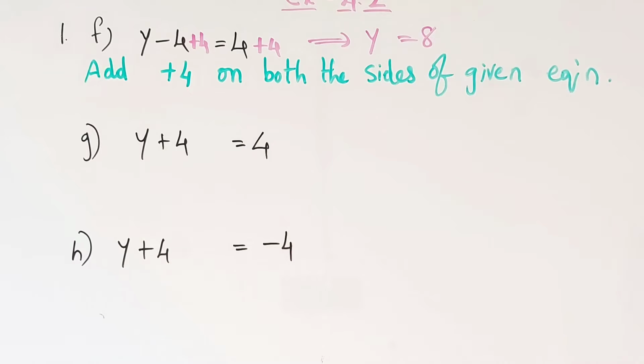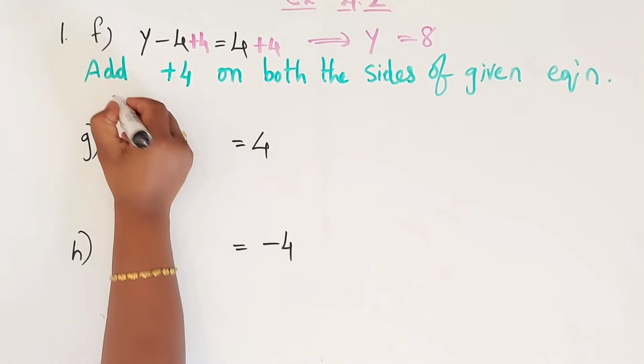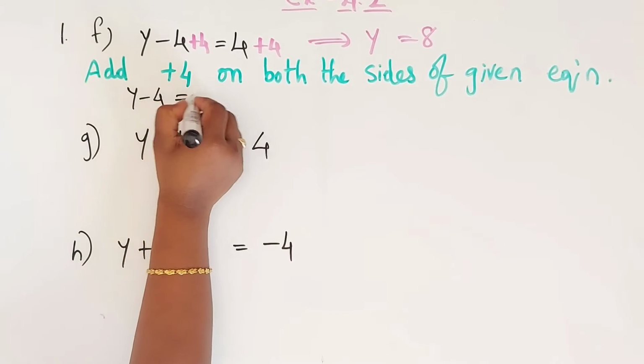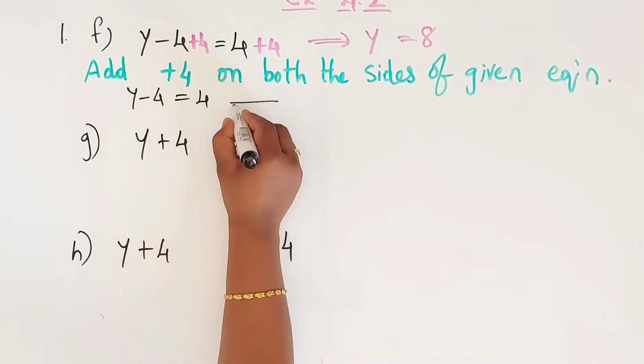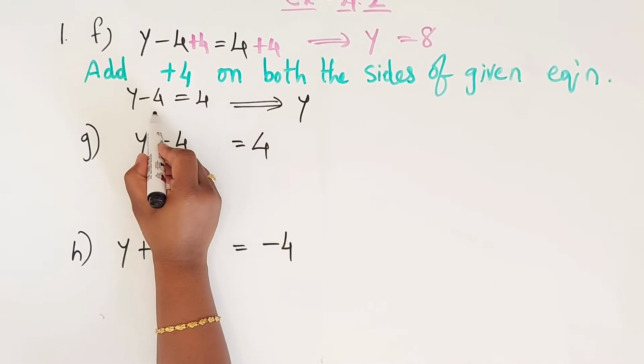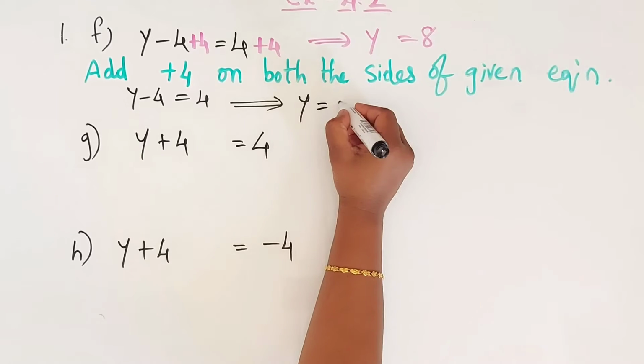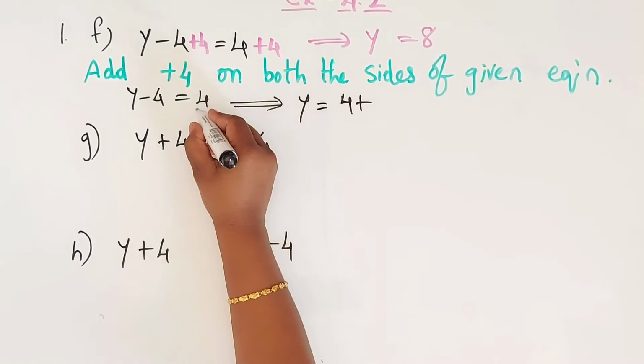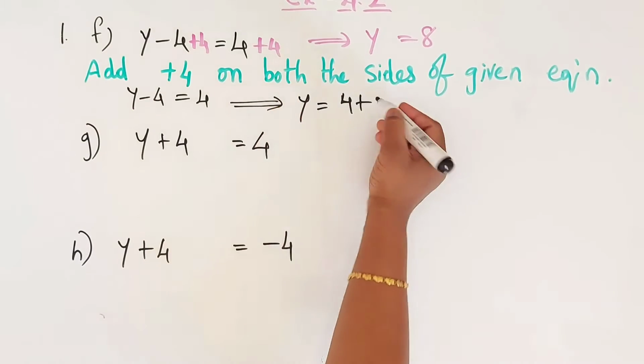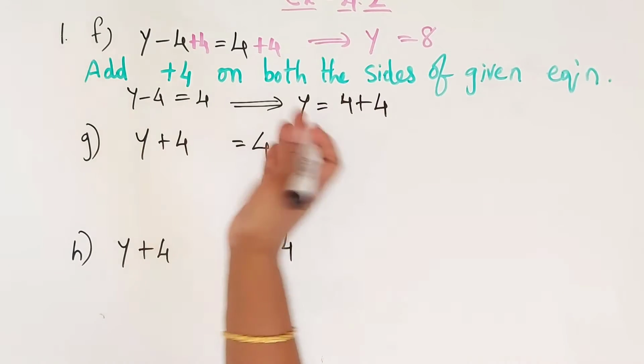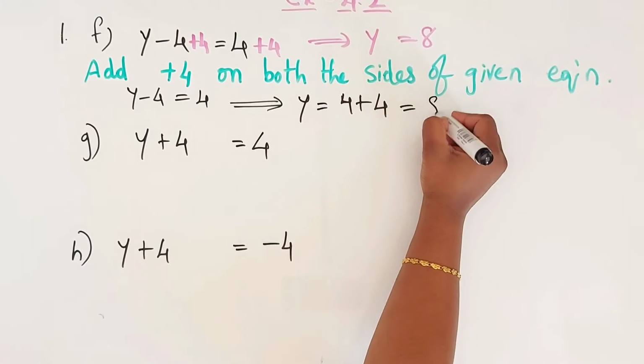Or else we can do directly also. y minus 4 equal to 4. This is the question, right? So from here y equal to, this minus 4 will go to the right hand side as plus 4. 4 is already there and negative 4 will go to the right hand side. It will be plus 4. The sign will change. Now 4 plus 4 equal to 8.